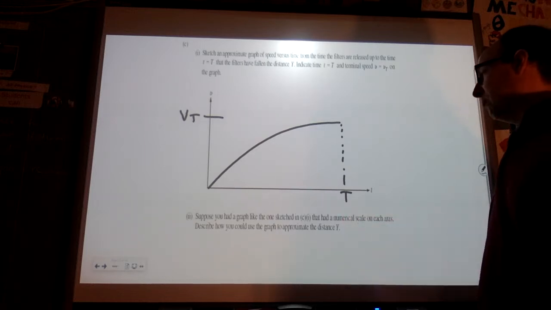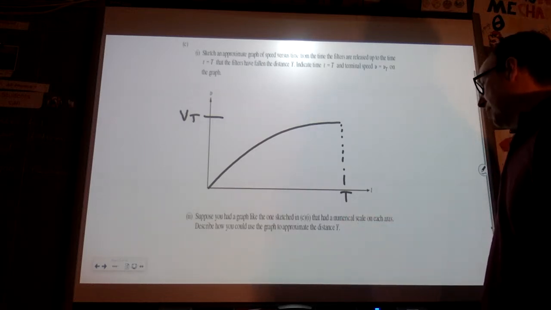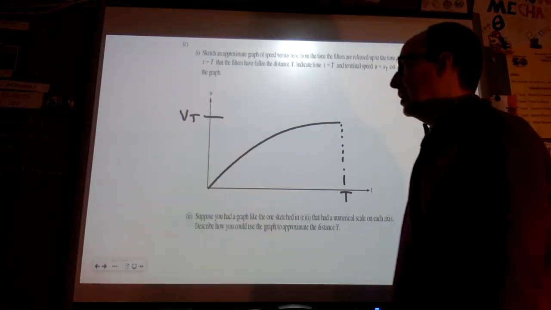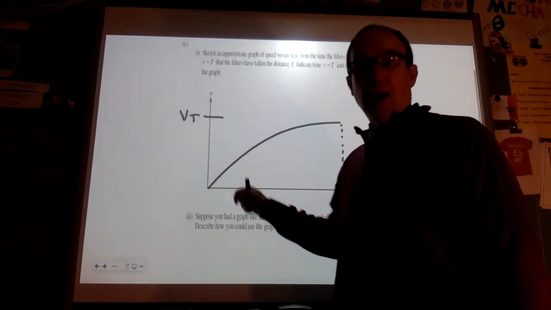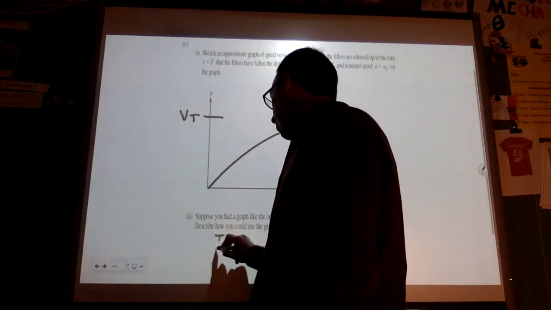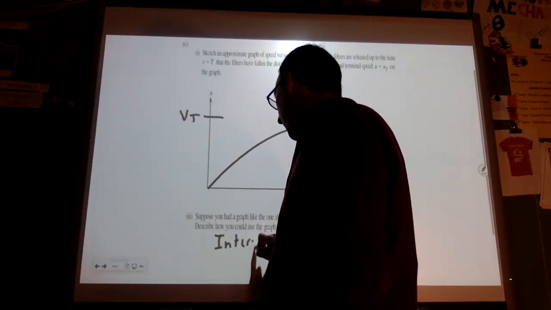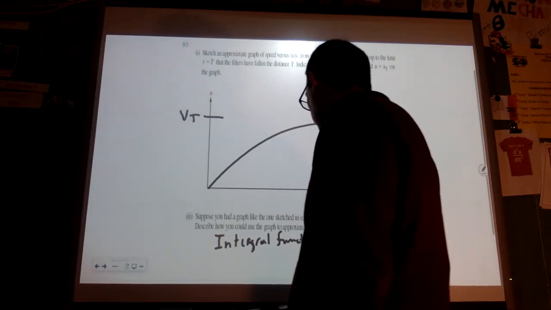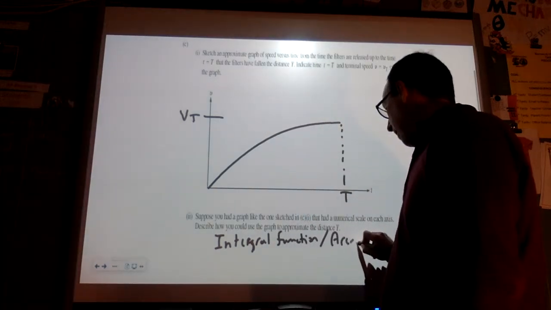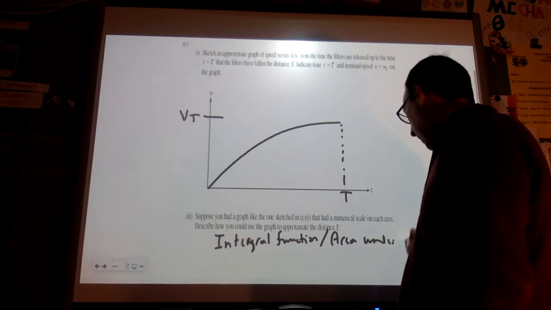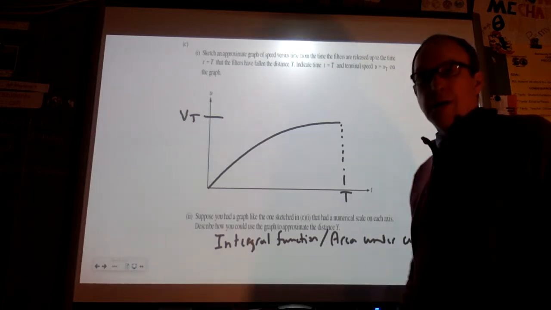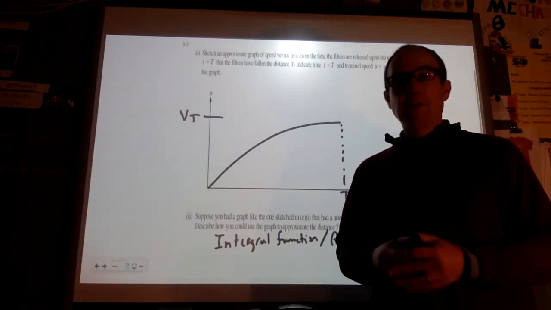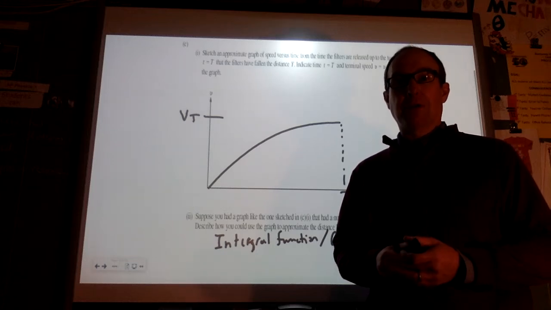Suppose you had a graph like the one sketched in C that had a numerical scale on each axis. Describe how you could use the graph to approximate the distance. To get distance from this, we would take the integral of the function or the area under the curve. So again, we're using the same skills we had prior. We're just including calculus in.